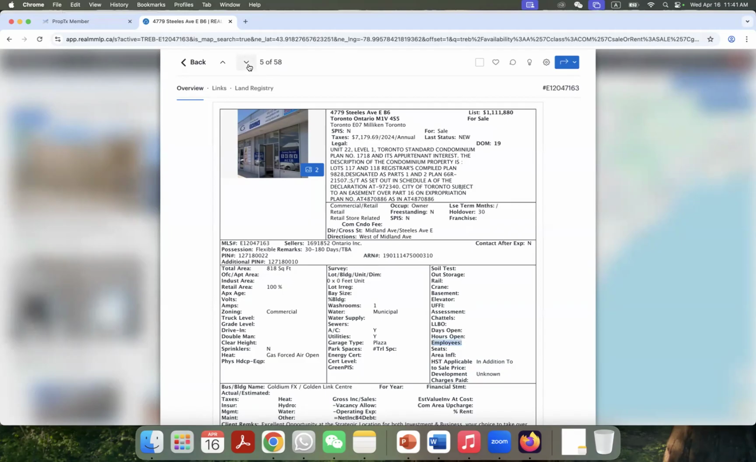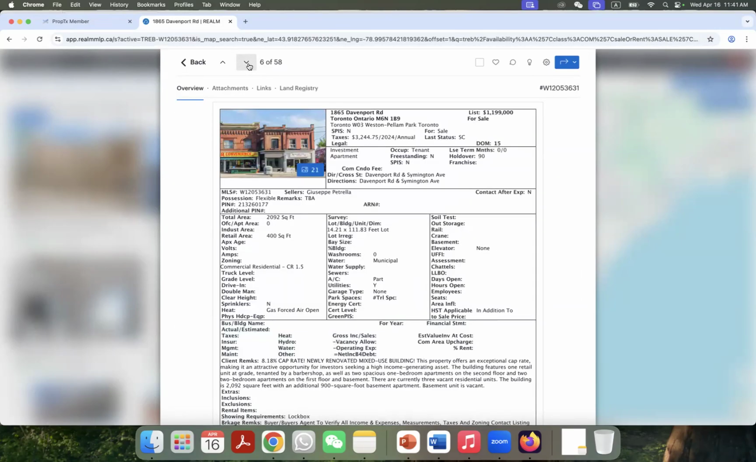Not good for me. Okay, this is another property. So again, nothing. Oh, look at here. I found something. Let's see. They're asking 1.1 million.